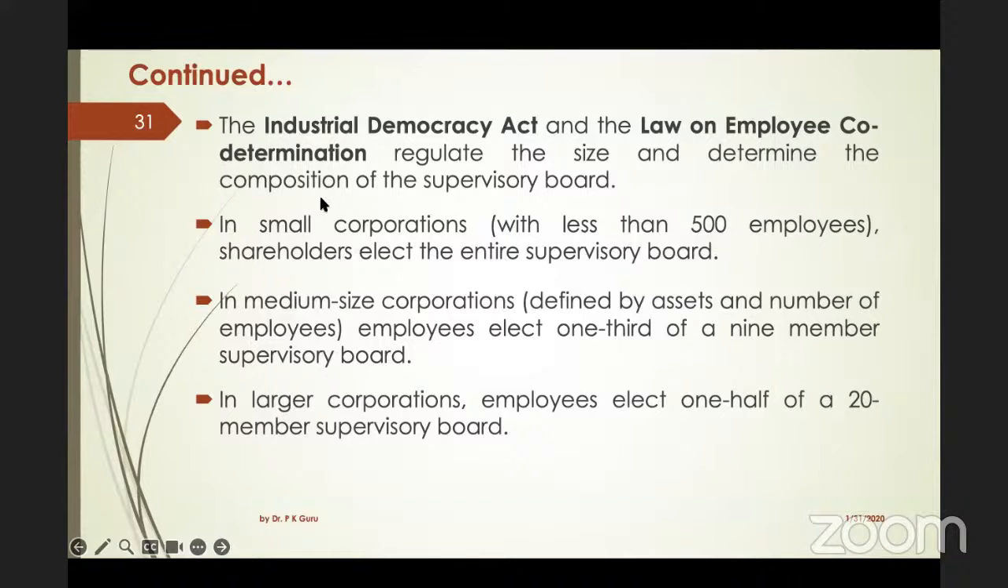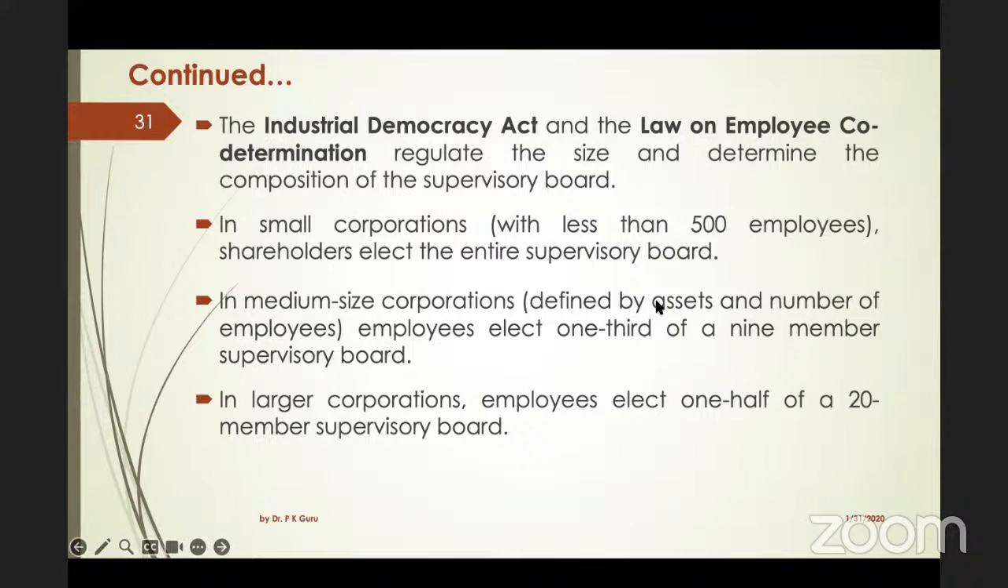See here in the German model, the capital investment is not mentioned. It is only employee related. So that is why it is employee co-determination. So with less than 500 employees, the employees have less say. These investors have more say.